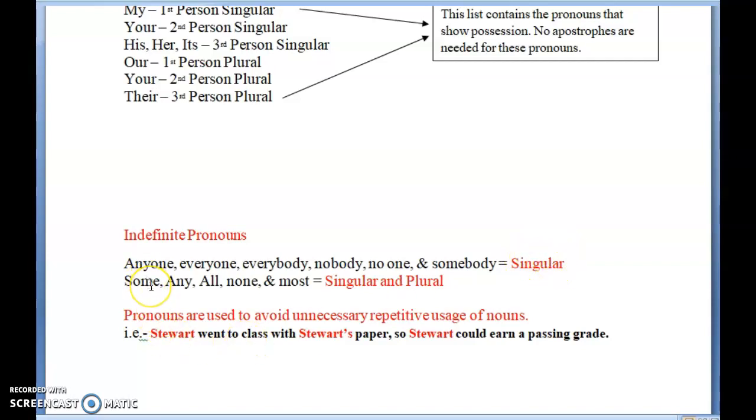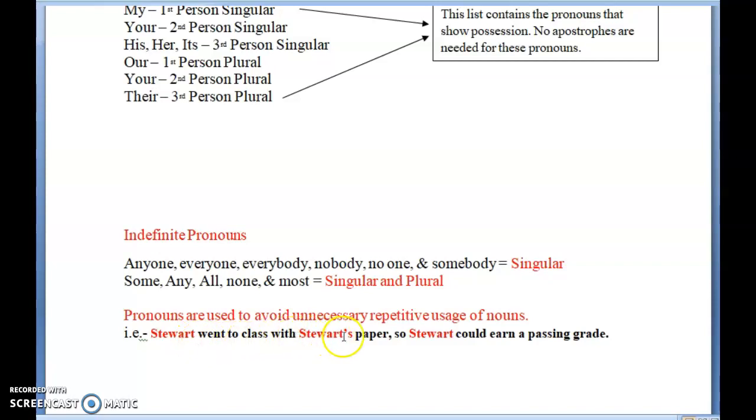Now, there are some indefinite pronouns that are both singular and plural. Some, any, all, none, and most. So when you see those, know that they can be both singular and plural depending on the noun that it is referencing. So why do we use pronouns? We use pronouns to avoid unnecessary usage of the same noun. So here is an example.